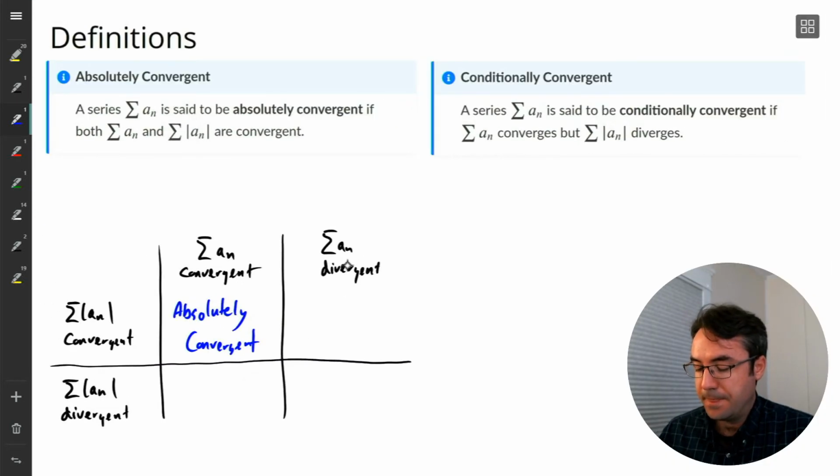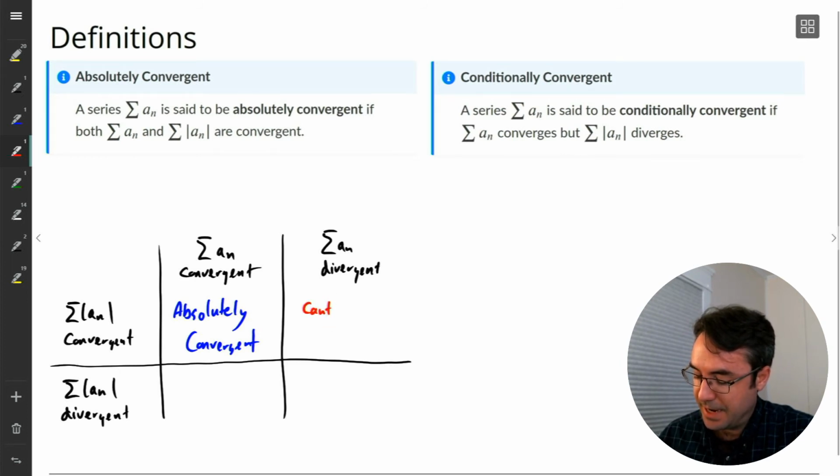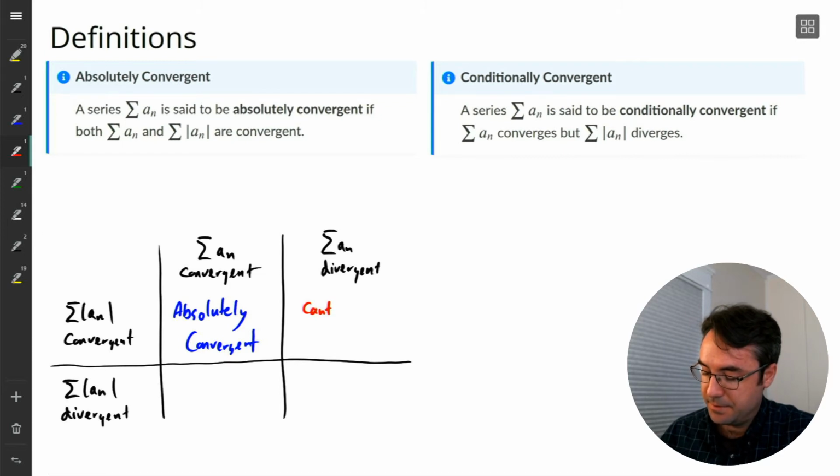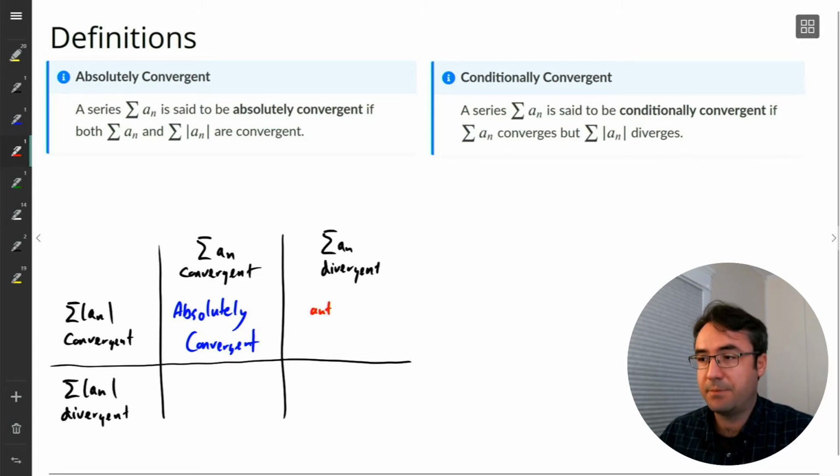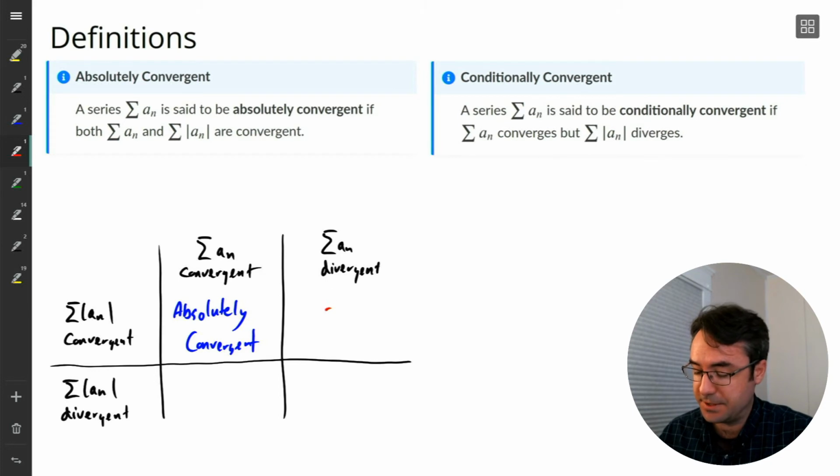All right, so what happens if the absolute value terms are convergent, that series is convergent, but our original series is divergent? Well, this can't happen. So this cannot happen by our absolute convergence test.